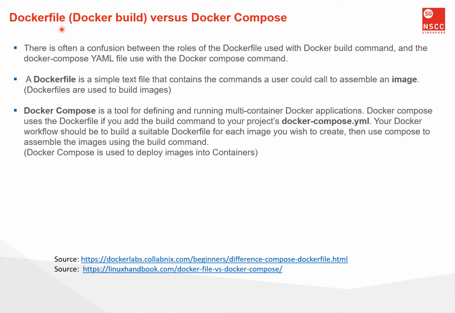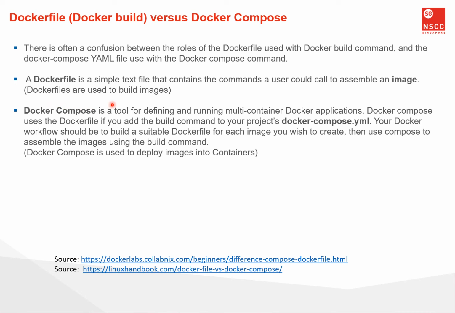So how is the Docker file actually used to build the image? There's often a confusion between the role of the Docker file that's used with the Docker build command, which basically builds up the image that can be used to spin up a particular Docker container, and the Docker Compose YAML file. So there's another file called the Docker Compose file, rather different from the Docker file that we use for the build commands. A Docker file is a simple text file. It just contains commands that are used to assemble the various binaries and applications that are used to actually assemble the image. And the Docker files, in essence, are used to build the images.